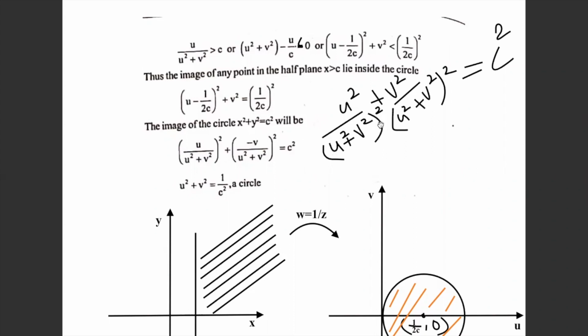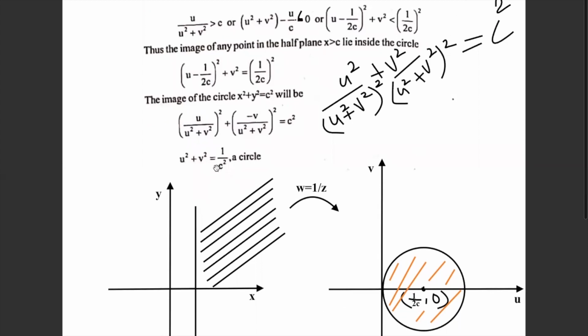Now take (u² + v²)² as a common factor, the remaining is u² + v². So u² + v² and u² + v² cancel, which implies that 1/(u² + v²) = c², or u² + v² = 1/c². A circle with radius 1/c. So the circle x² + y² = c² is mapped into u² + v² = 1/c².